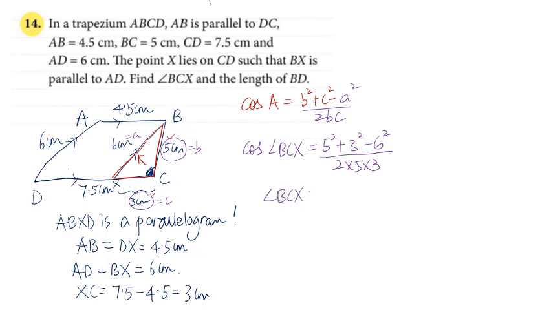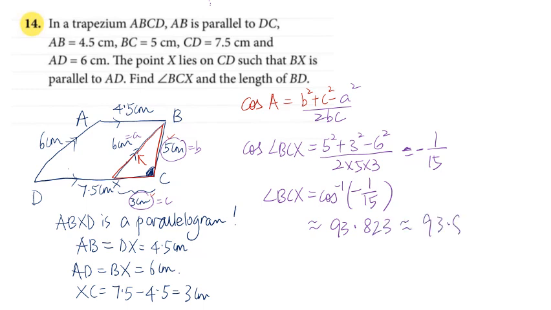So angle BCX will be cosine inverse of that value there, which I think is negative 2 over 15. Oh no, it's not. It's negative 1 over 15. So cosine inverse of that, and that gives you 93.823, or 93.8 degrees expressed to 1 decimal place. So that is angle BCX. Okay, the next thing is to find the length of BD.